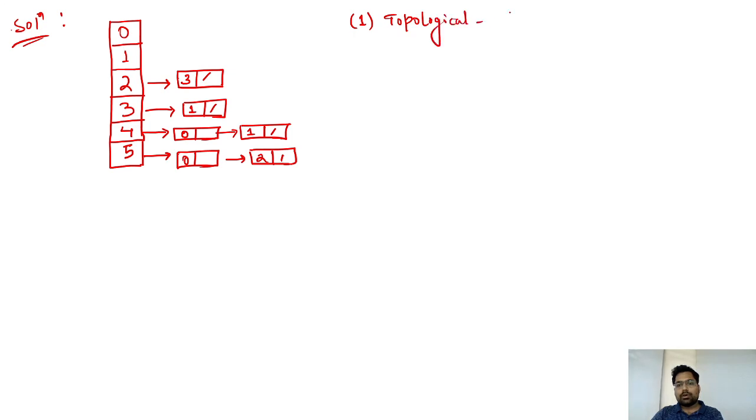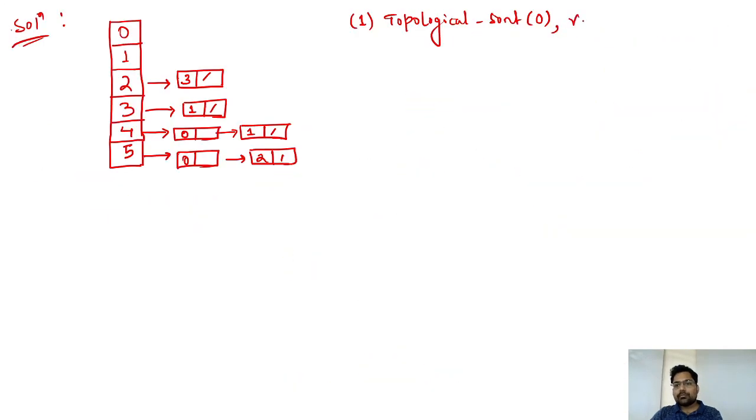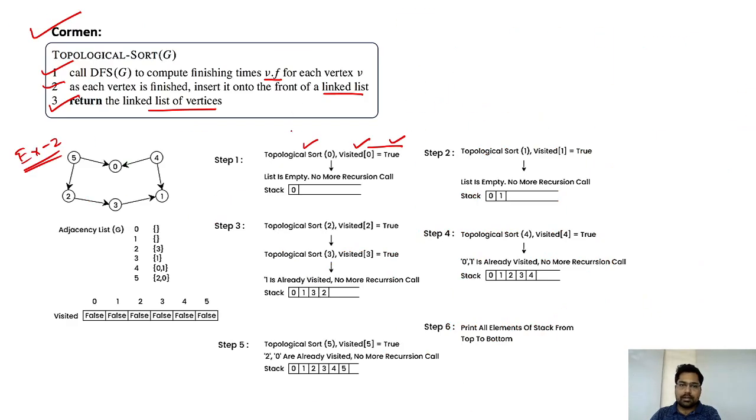So step 1 is the topological sorting. This is just an algorithm. We started with 0. Once it is there, visited true, as it is written. Visited here it is true, or else you can write we visited 0. Here the next it is written as list is empty, means after that nothing is connected, no more recursion call.